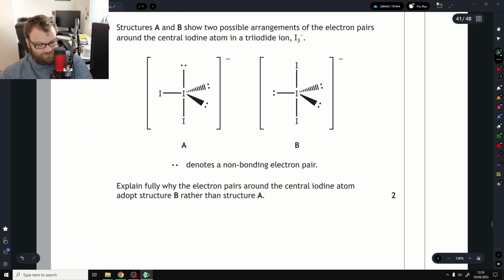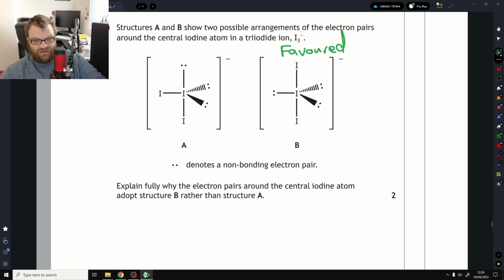Next one, we're asked about the arrangements that we have of our bonding pairs and electron pairs. They are saying that they take B, so B is favoured. That's helpful to note. That must mean something about this arrangement must be more stable, because it's all about repulsion and minimizing repulsion. So that would maybe be my first point.